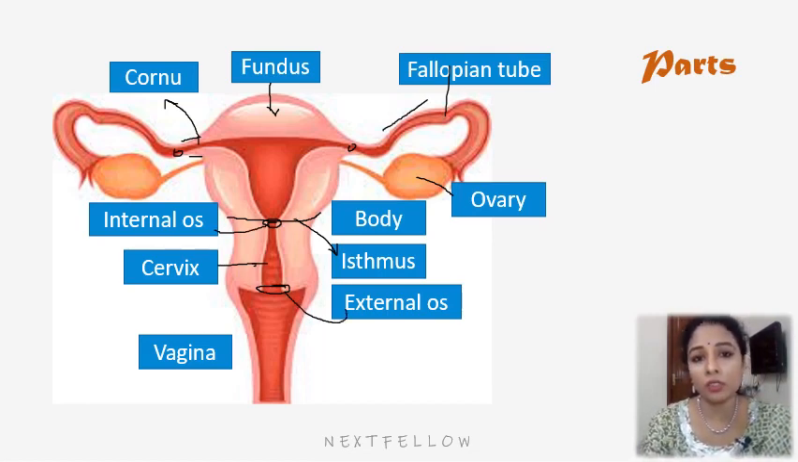So the cervix is located inferior to the body of the uterus and protrudes into the vagina, and the cervix contains the internal os, external os, and in between is the cervical canal. The external os in a nulliparous woman is rounded and it is transverse in a parous woman.